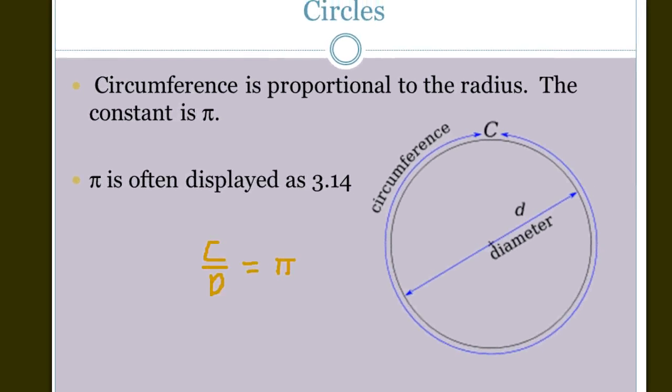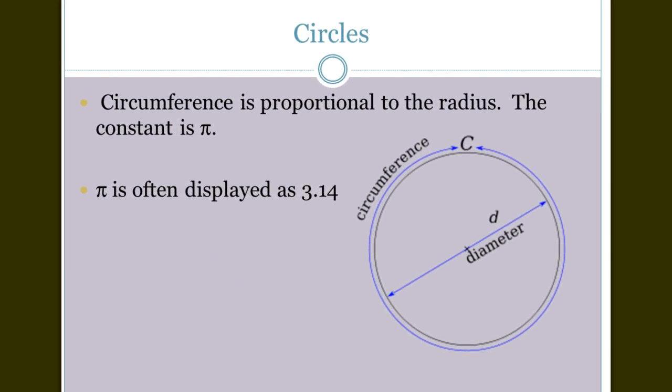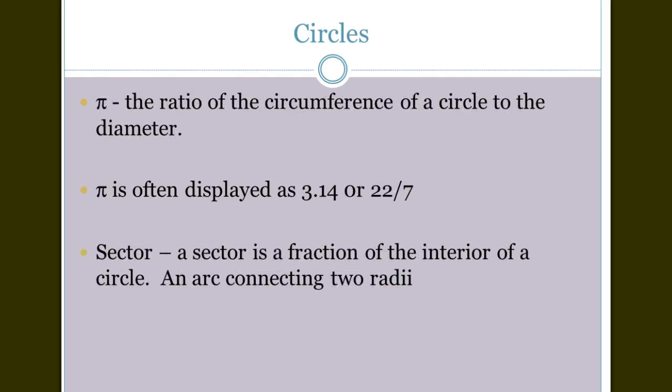Let's go on to the next one. The ratio of the circumference of a circle to the diameter is pi. Okay, and this is just review. Pi is often displayed as 3.14 or 22 divided by 7. And the way we get pi is to take the circumference and divide it by the diameter. C divided by D, and we will always get pi.